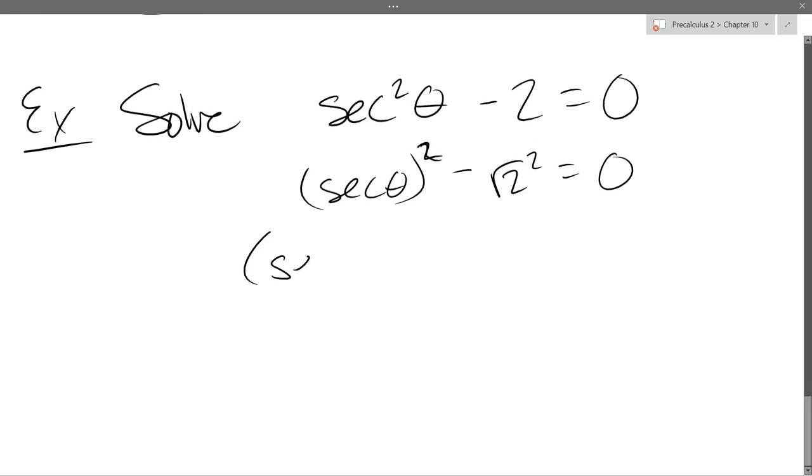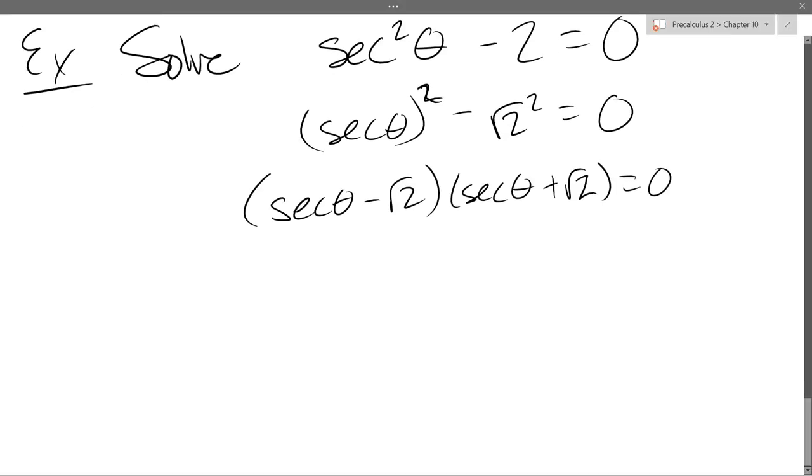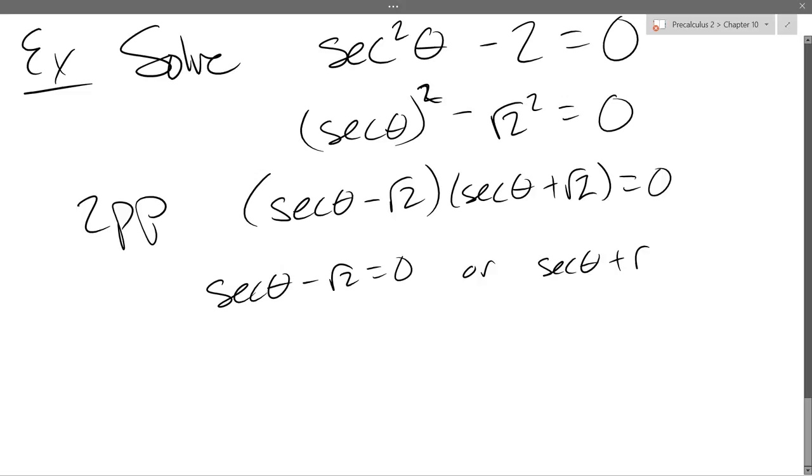So it factors sec theta - √2, sec theta + √2 = 0. So we factor this down. And zero product property again. Sec theta - √2 = 0, or sec theta + √2 = 0. Secant theta equals positive √2, or secant theta equals -√2.